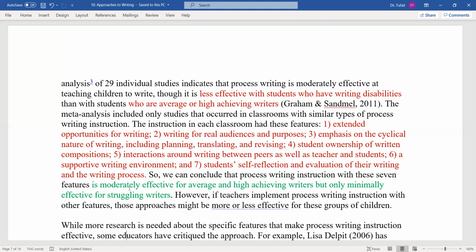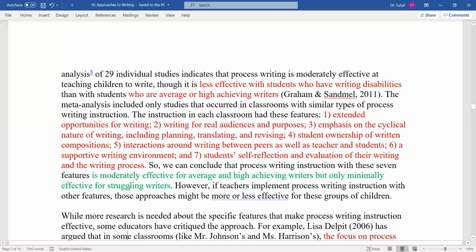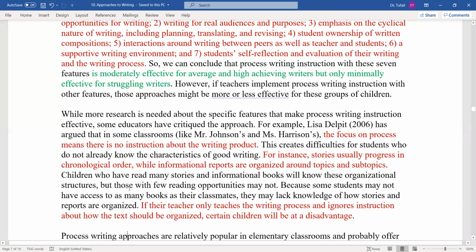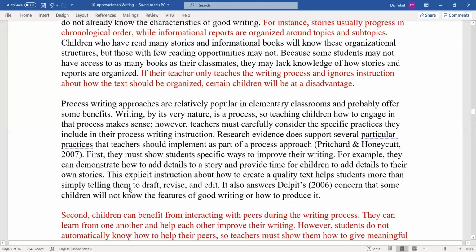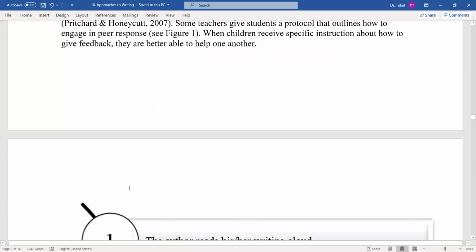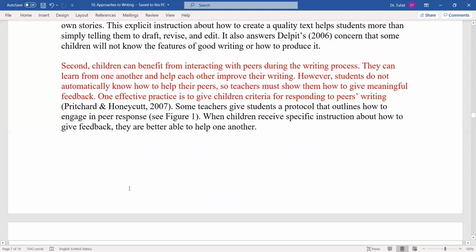It should be noted that process writing is more effective for students who are average writers or good at writing, but for struggling writers it will be very difficult to develop with this approach. Also, when we ask students to give feedback, they must know what feedback they should give to their friends and fellows.